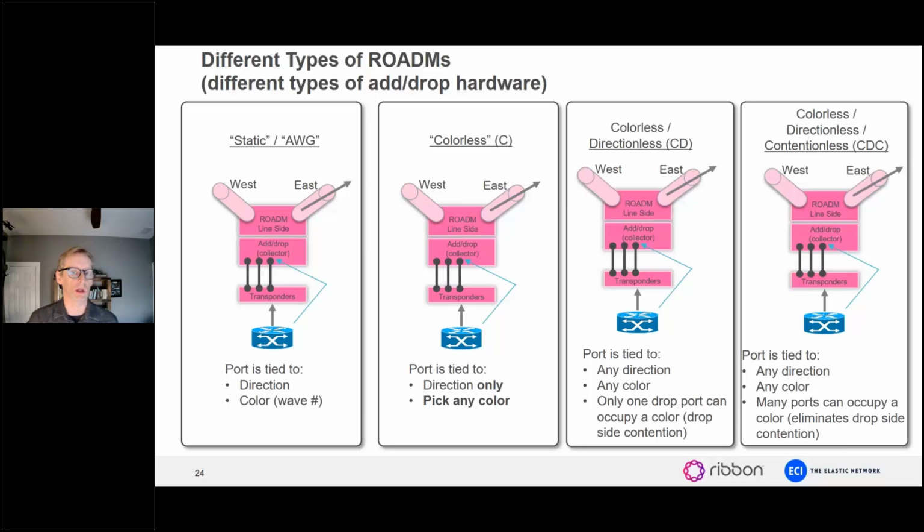What we see in the rural operator space is more of a mix. Generally, people will go with a static or a colorless directionless model because it's a little less costly, if that makes sense.